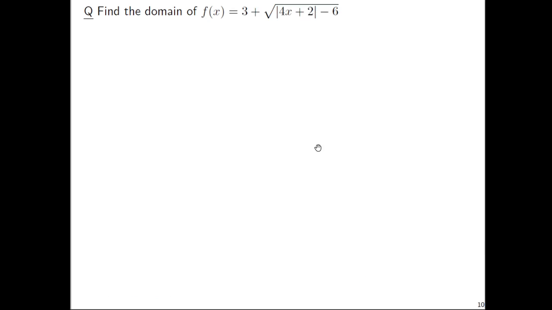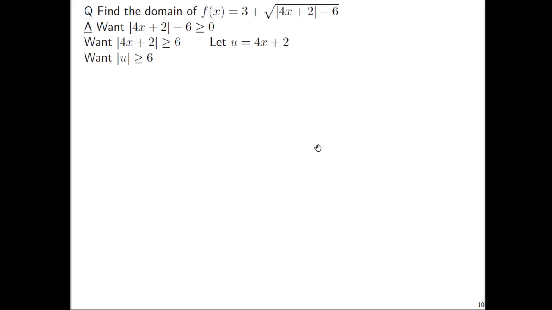Let's do another one. Find the domain of f of x equals 3 plus root, and inside the root there's absolute value of 4x plus 2, closed absolute value, minus 6. So we want the contents inside the square root to be greater than or equal to 0. Let's add 6 to both sides. And then how about we do a substitution? u would be the stuff inside the absolute value, so u would equal 4x plus 2. And doing that, our problem becomes absolute value of u is greater than or equal to 6.